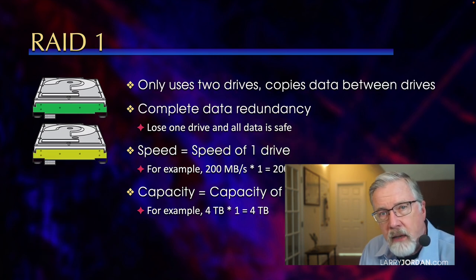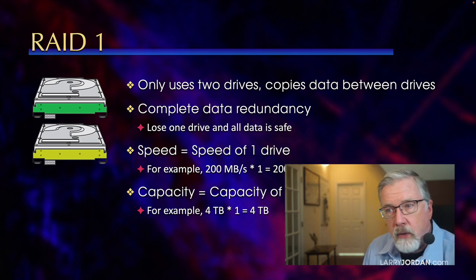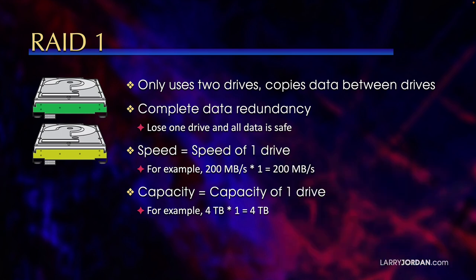So the exact opposite of RAID 0 is RAID 1. This only uses 2 drives. The data is stored on one drive, and it's then copied in its entirety to a second drive. It provides complete data redundancy. If one drive dies, all your data is safe on the other drive. But it's not very fast.